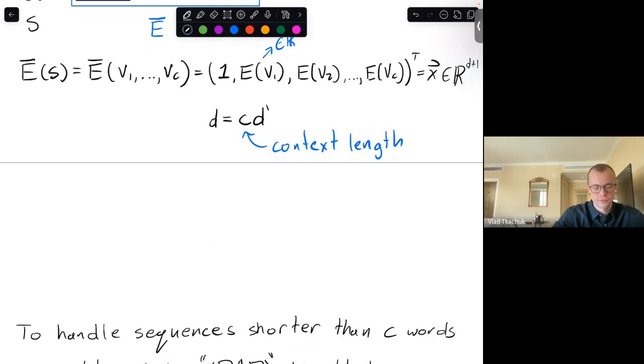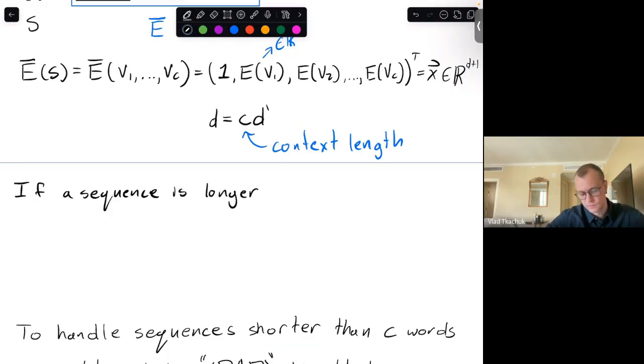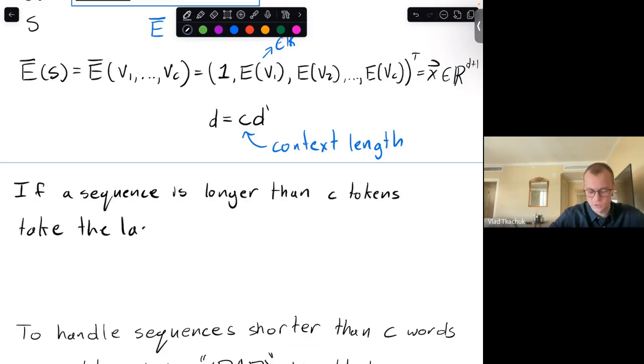And if it's shorter, so, okay, let me write it like this. If a sequence is longer than C tokens, just take the last C tokens.